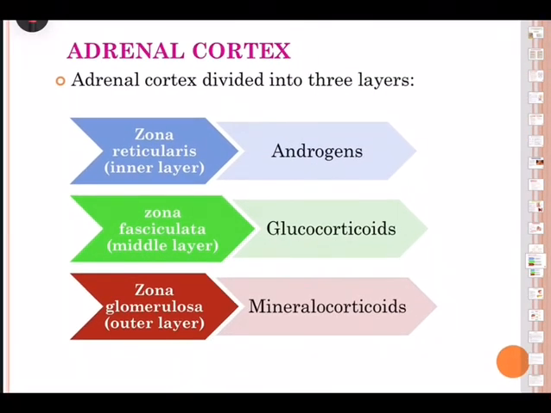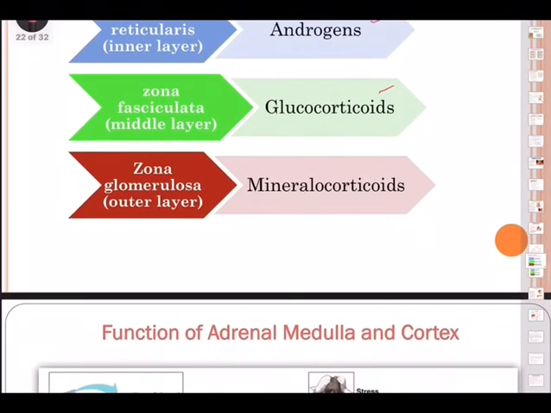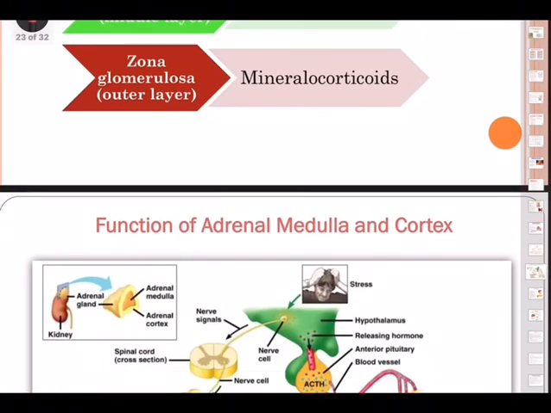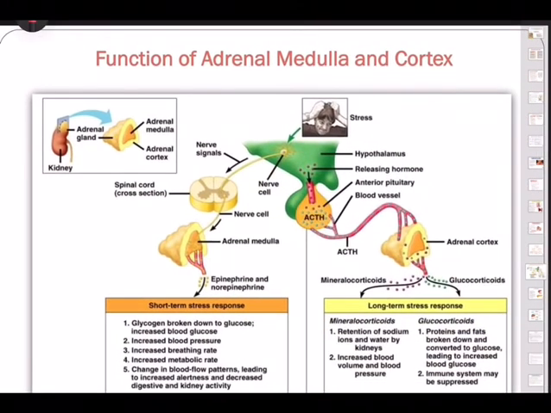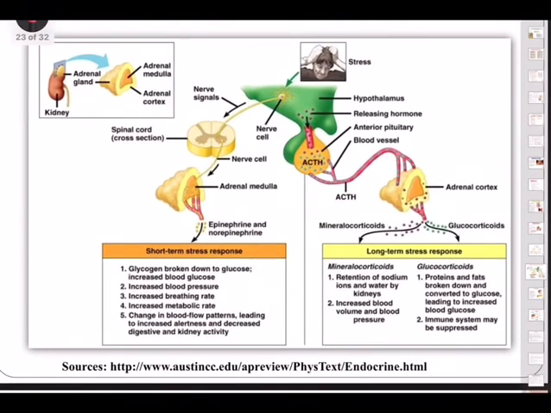And the adrenal cortex is divided into three layers: zona reticularis, the inner layer, secretes androgens; zona fasciculata, the middle layer, glucocorticoids; and zona glomerulosa, the outer layer, mineralocorticoids. So the adrenal cortex secretes three. And now the functions of the adrenal medulla and cortex. What are the functions? They are mainly for stress.